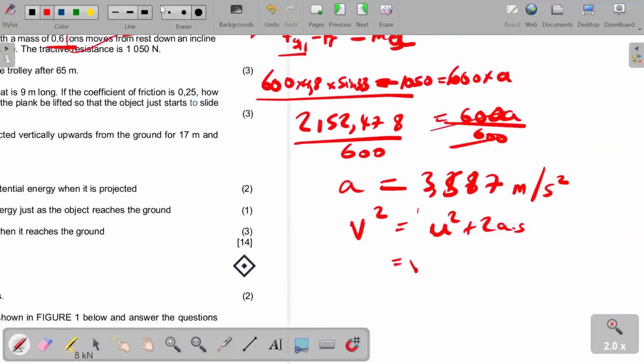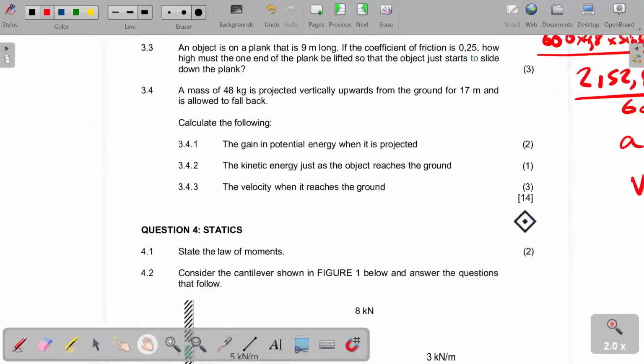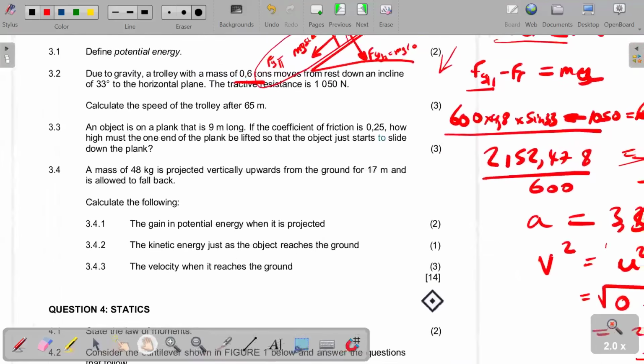So it's going to be the square root of u squared, and it started from rest, so that's 0, plus 2 times 3.587 that we have just calculated, multiplied by the distance, which is 65 meters. That in turn gives us 21.594 meters per second. That becomes our speed. We have arrived. Okay, moving on to the next question.